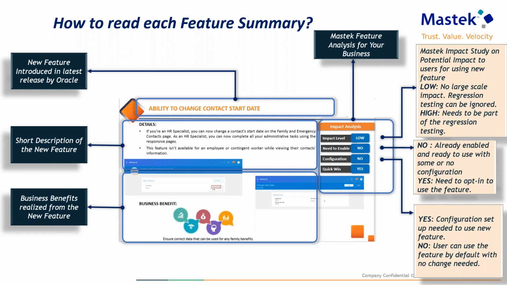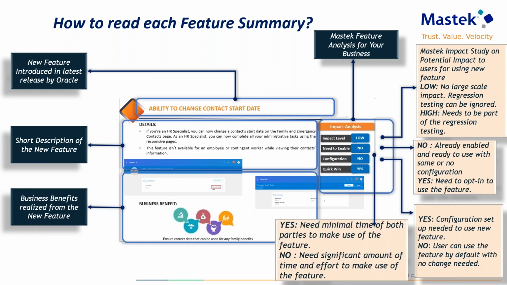Third one highlights the nature of the feature. There would be certain configuration which may be required, or some features can be used without any changes. Last one is quick win. This term we use to simply convey what is ready to use by investing a minimum amount of time, and what requires a significant amount of time and effort to make use of the feature.